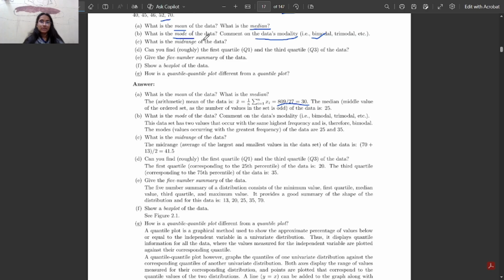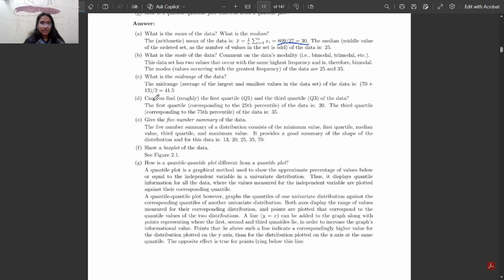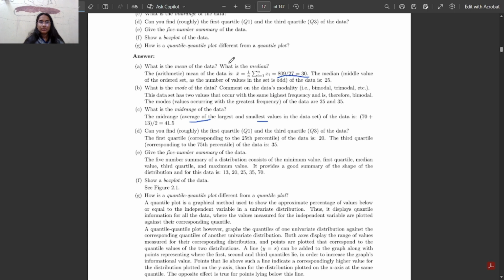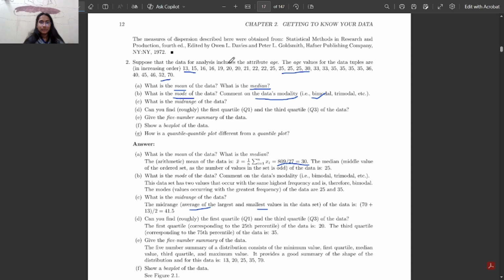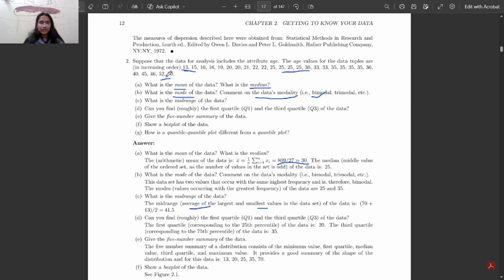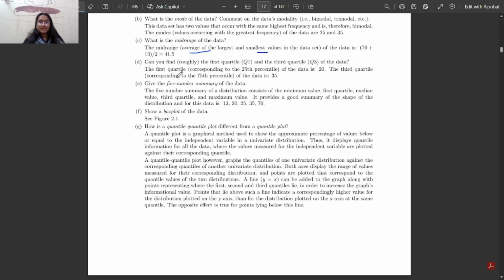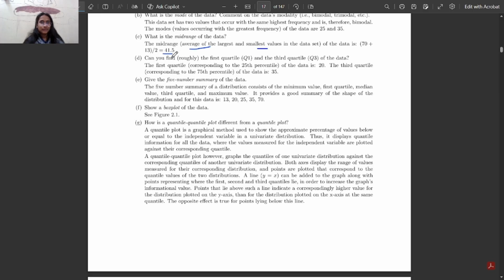Next question, what is the mid-range of the data? The mid-range is the average of the largest and smallest value in the data set. So 70 plus 13 divided by 2. 13 is the lowest value, 70 is the highest value. Divide by 2. Here we got the mid-range, which is 41.5.